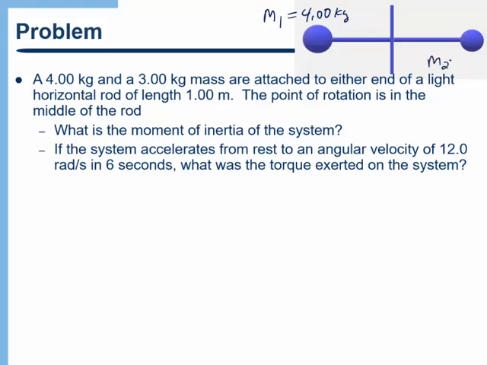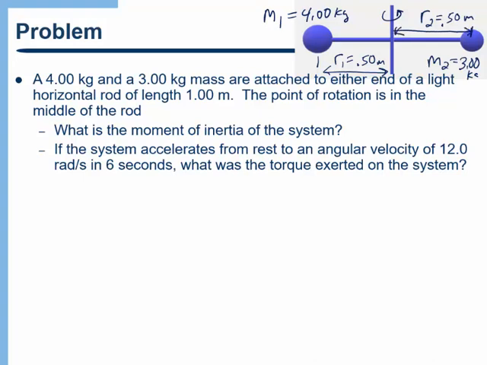I've got mass 2 over here, which is 3 kilograms. We're told that the rotation point, and again, this barbell is going to be rotating around like that, is right in the middle. So in other words, R1 would be 0.5 meters. And R2, so that's R1 here, R2 would also be 0.5 meters. And again, that's the distance from the rotation point to the center of the object.